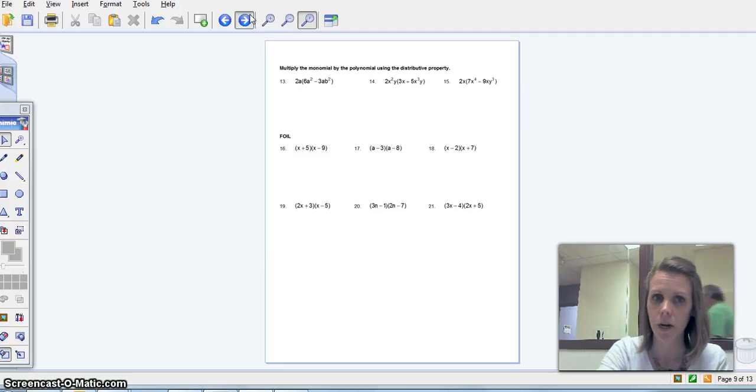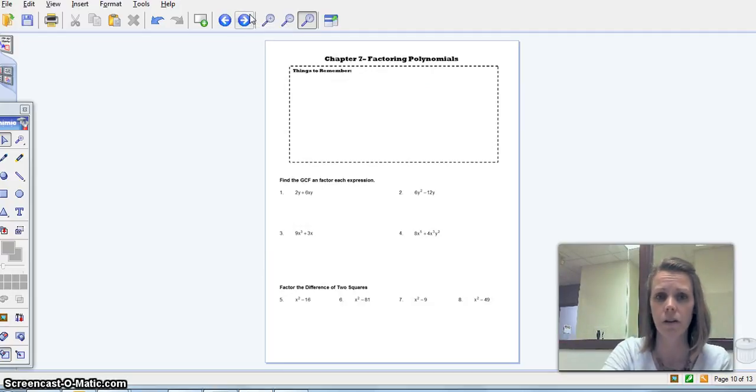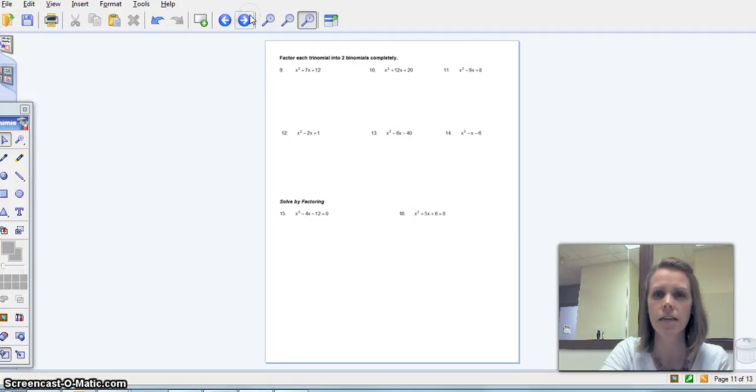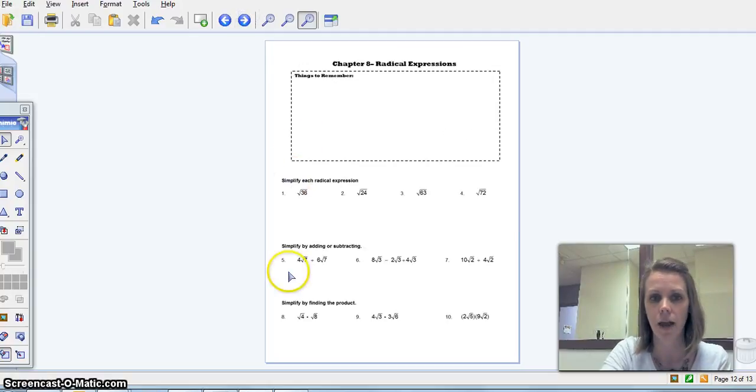After you take that first part, you're going to be asked to take the second part of the final exam, which covers Chapter 7, where we were factoring, and Chapter 8, radical expressions. So it's split into 2 because it is a very, very long final. It covers everything that we've talked about this semester, so it's just to make it more manageable.